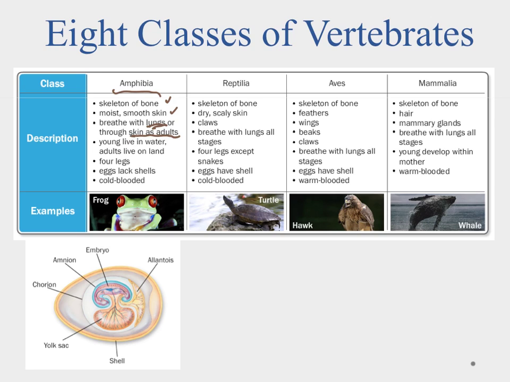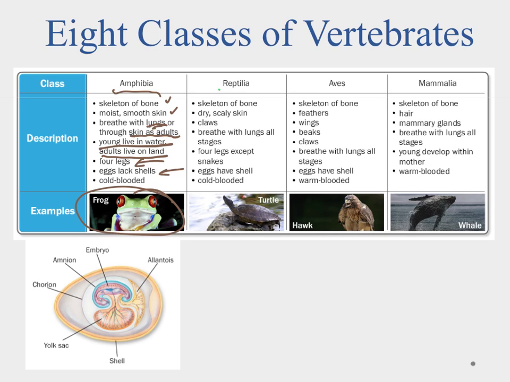Some of them, as young, live in the water. They all do. And some adults have the ability to come out on land like a frog does. They'll have 4 legs, and their eggs lack a shell. So that ties them to having to return to the water to reproduce. And like we said, these are our frogs and our toads and our salamanders.